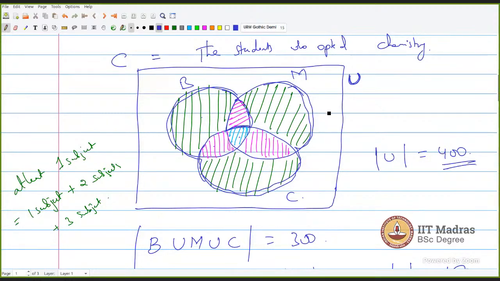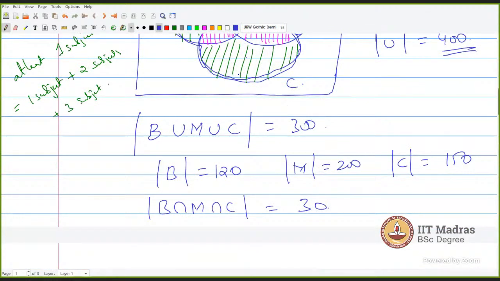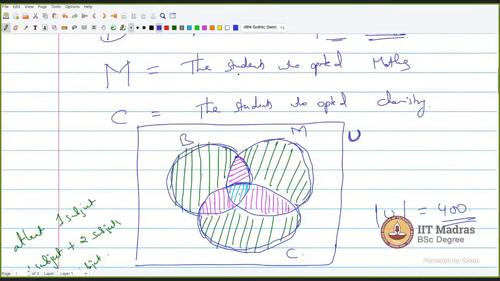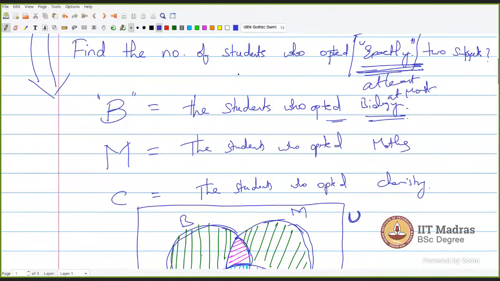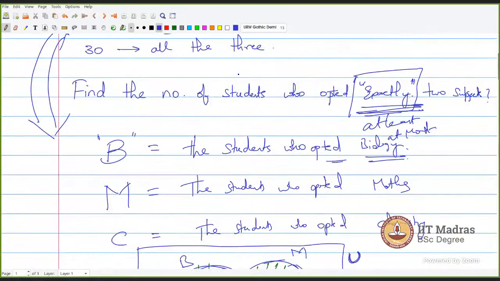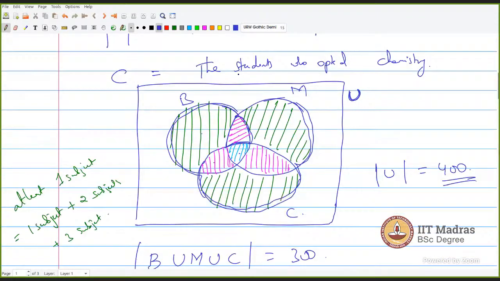Okay, so please try to explain one after the other. At least we have discussed. The question is about exactly. So when we see this term exactly, we have to see only the students who have opted for only 2 subjects. Only 2 subjects means which region? The purple region. So we have to find this particular purple region.